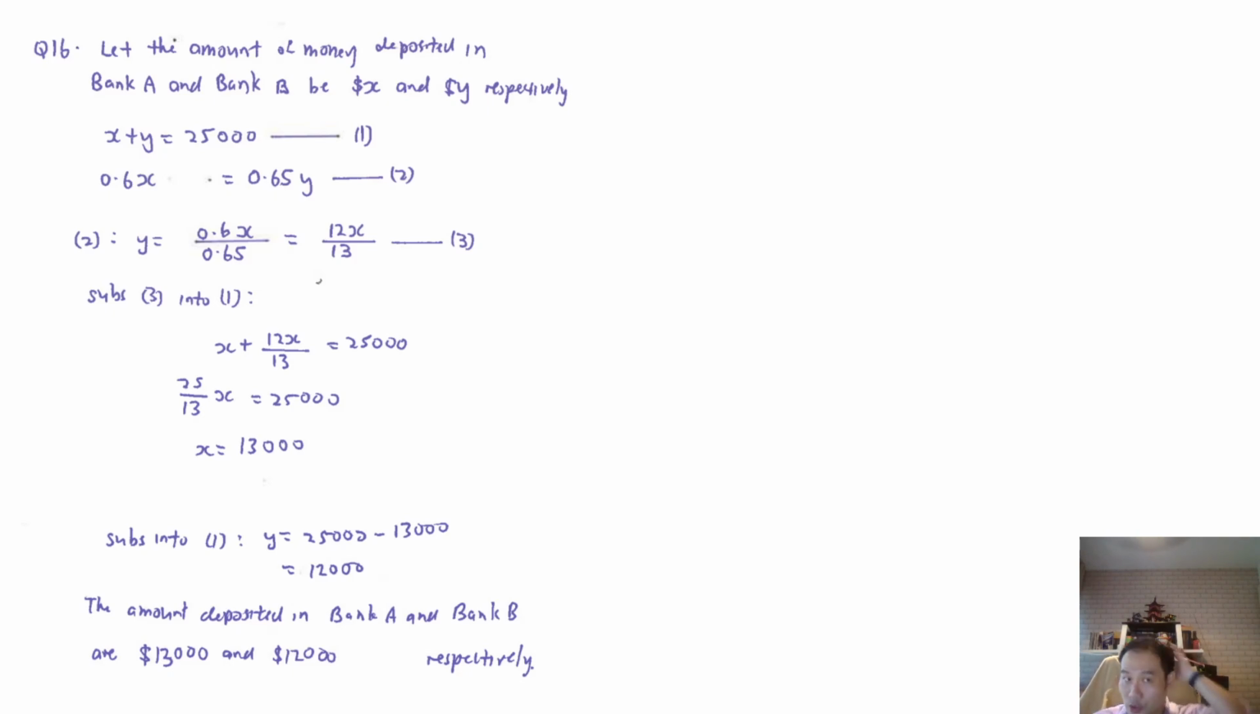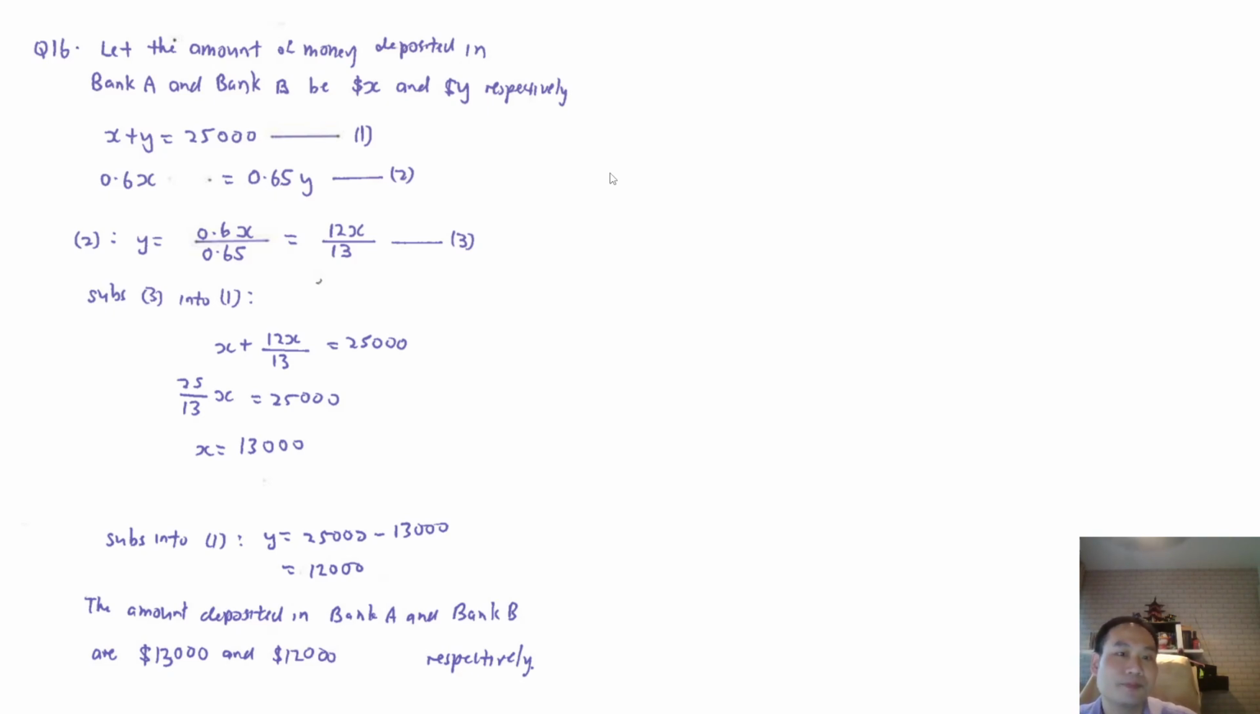Okay, so a few things is going on over here. We need to first of all figure out how much money is actually placed into Bank A and Bank B. Right? We don't know. We only know that the combined amount is 25,000. So from there, we can start by saying that the amount of money deposited in Bank A and Bank B, let it be X dollars and Y dollars. So the combined amount, X plus Y, is 25,000. There, we have our first equation, right?